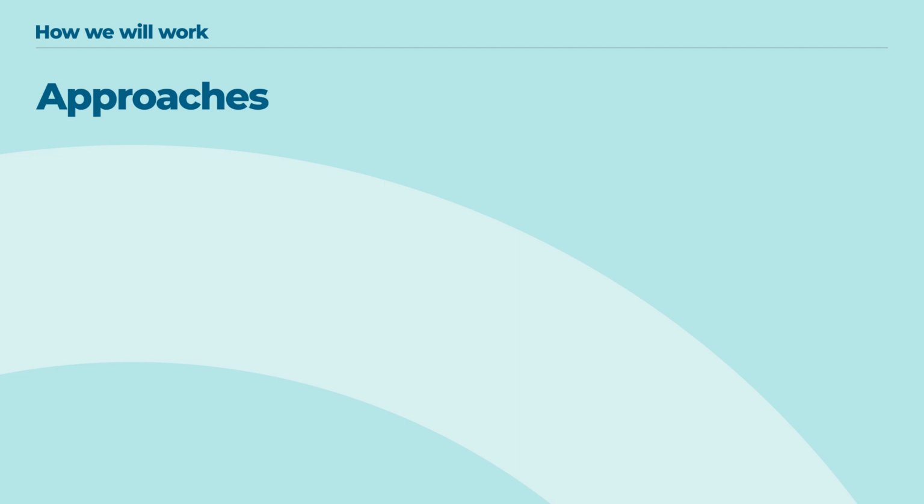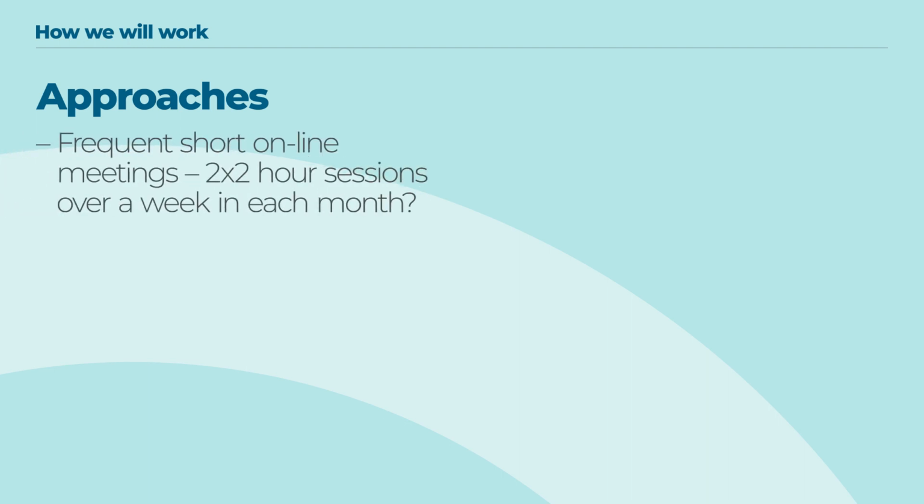So we're thinking about what sort of approaches we should take to try and address some of these challenges. We propose that we should meet frequently, but for quite short online meetings to start with, maybe two-hour sessions spread over a week in each month to start with. The process is going to be managed through Microsoft Teams software.